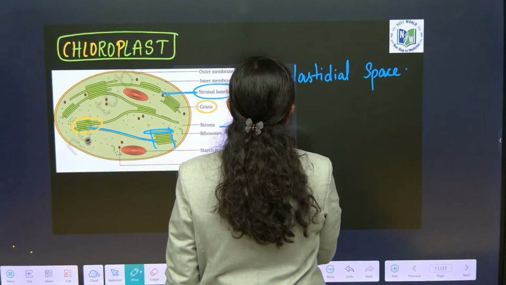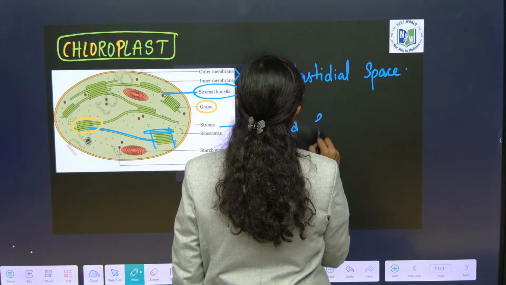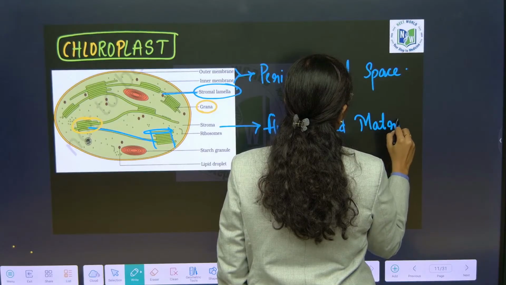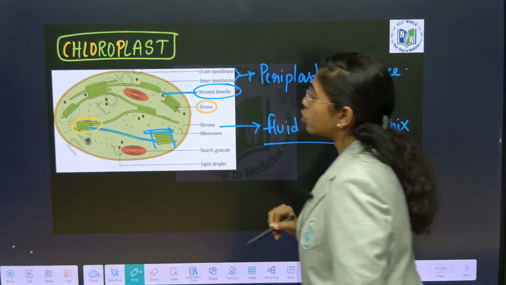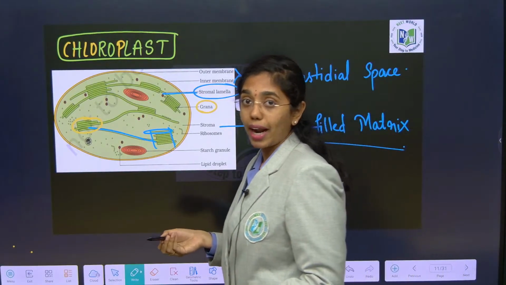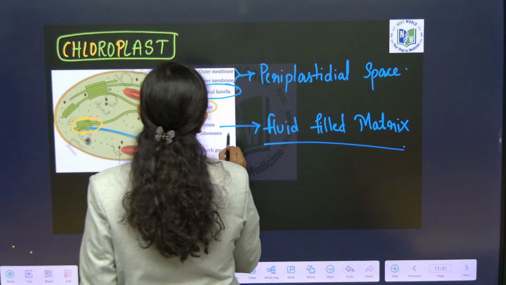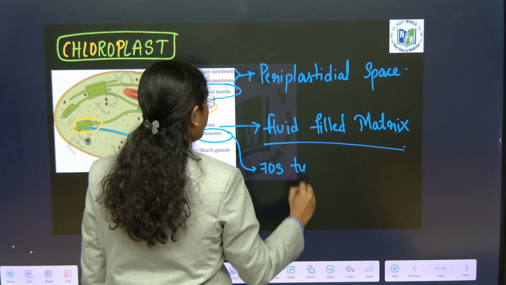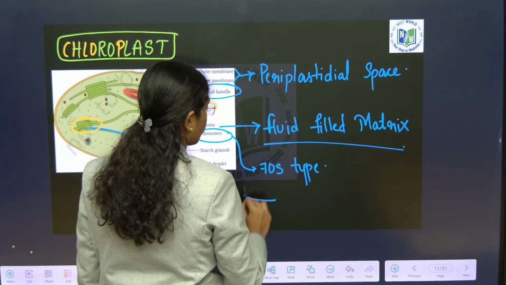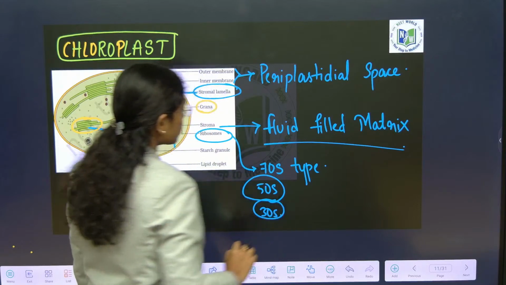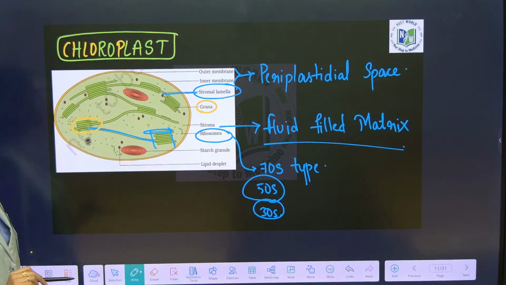What is stroma? The fluid filled matrix inside the chloroplast. Inside stroma, what are present? Lipid droplets, starch granules and ribosomes. Ribosomes are of 70S type, whose larger subunit is 50S and smaller subunit is 30S. Okay, these are 70S ribosomes. Clear till here? Any doubt anywhere?